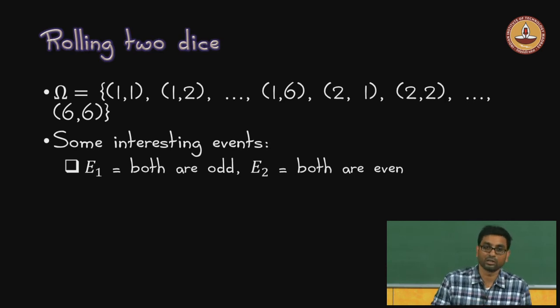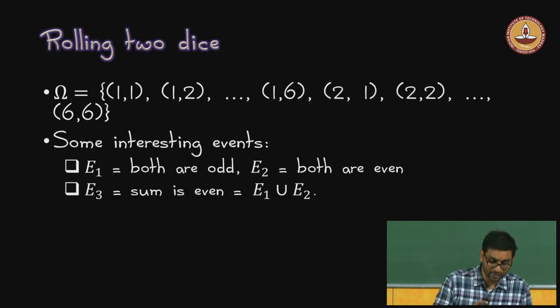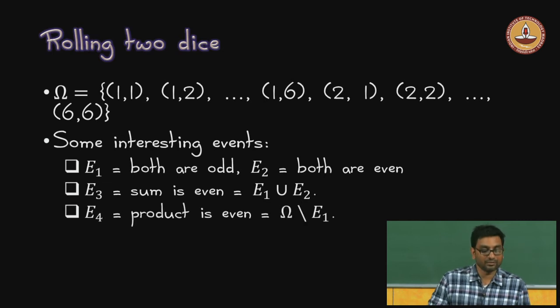E1 is the event that both are odd, E2 is the event that both are even, E3 is, let us say, the event that the sum is even, and that is, by the way, the same as the event E1 union E2, because if the sum has to be even, either both have to be odd or both have to be even. Right? E4 is the event that the product is even. Okay. So, the only way you cannot have the product being even is if both are odd. So, basically it is the sample space minus E1.